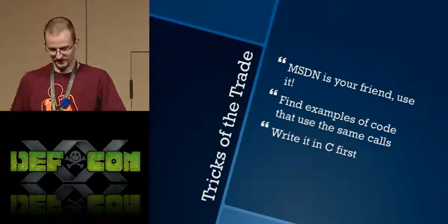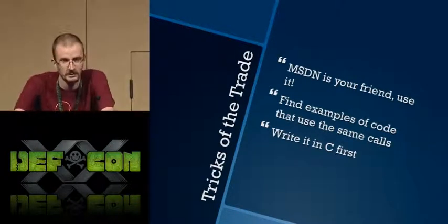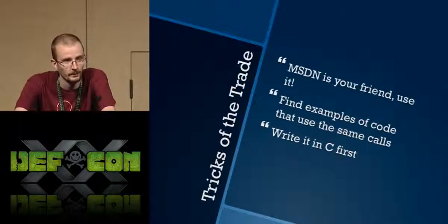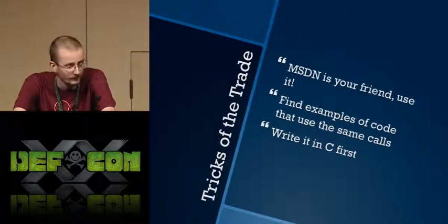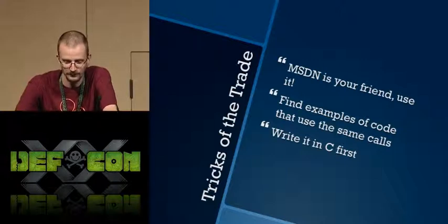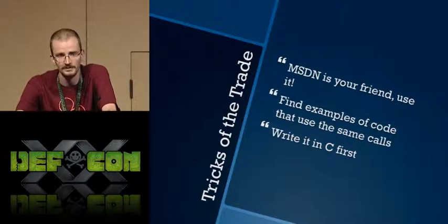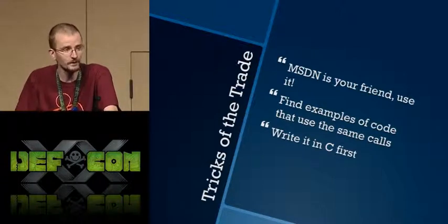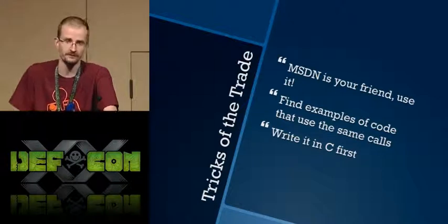So tricks of the trade, these are just the things that I've found exceptionally useful for learning to do Railgun. MSDN is your friend. I don't know how many people do Windows API programming or spend time on MSDN, but it gives you all the information you need right there. It will give you function definitions. It'll give you examples. So use MSDN, find examples of the code in C, and whatever you're trying to do, write it in C first.